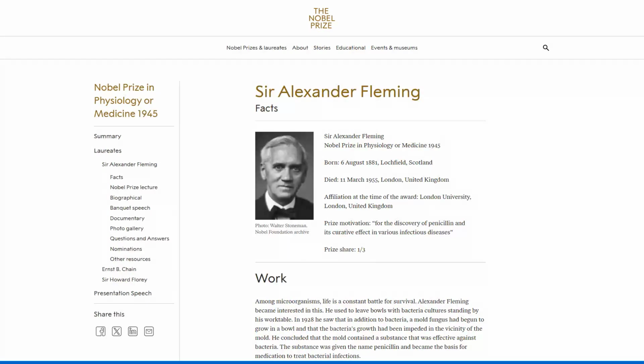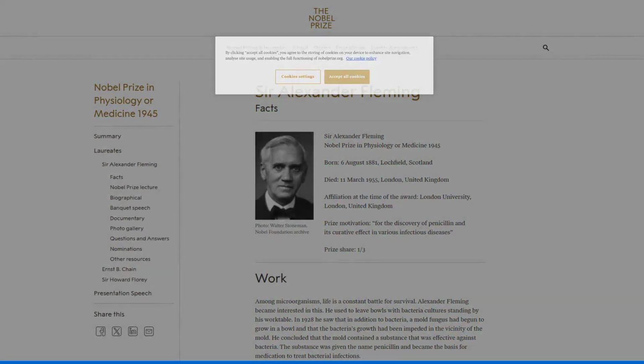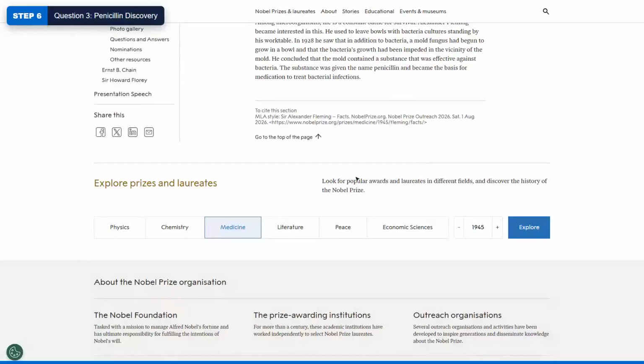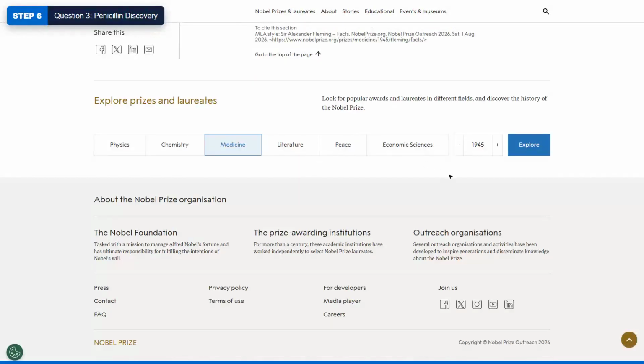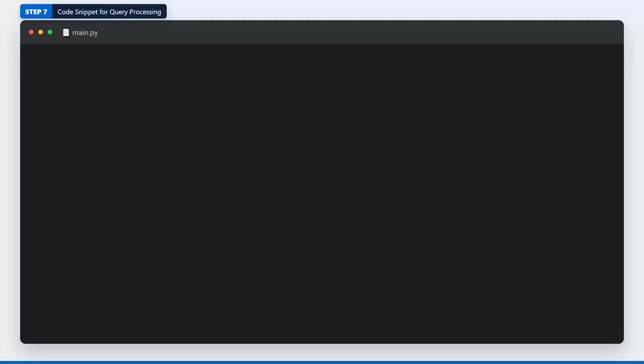Question 3 explores the discovery of penicillin, a pivotal moment in medical history. Alexander Fleming, a Scottish bacteriologist, accidentally noticed that a mold called Penicillium notatum had contaminated a Petri dish containing Staphylococcus bacteria, leaving a clear zone where the bacteria could not grow.